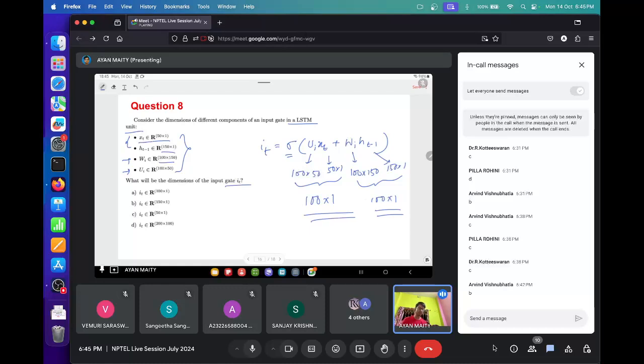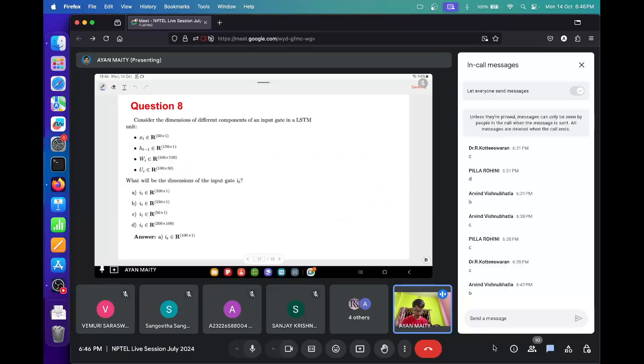If we add these two matrices, the final matrix would also be of dimensions 100 cross 1, and the sigma function, this sigmoid activation function, would not change the dimensions of the matrix. So the final output would also be 100 cross 1. So option A is the correct answer. It belongs to R to the power 100 cross 1. So A is the correct answer.